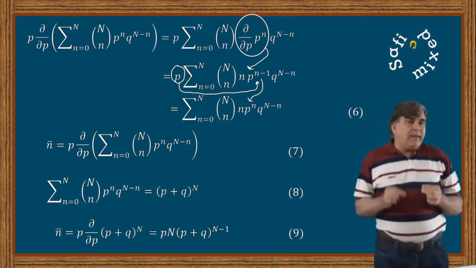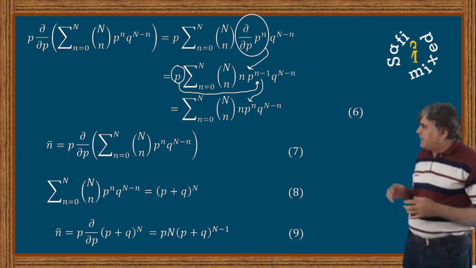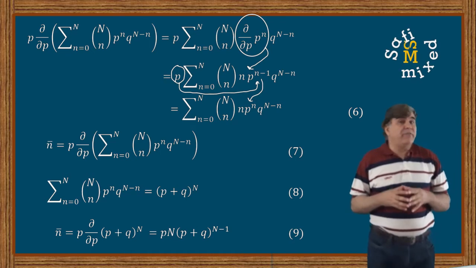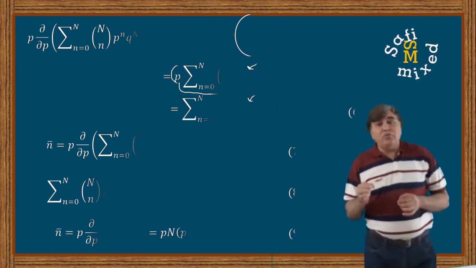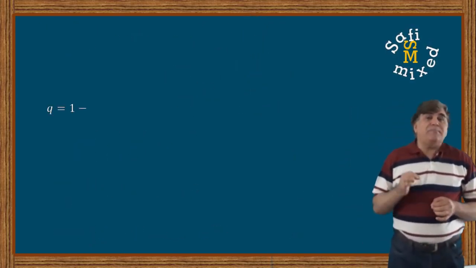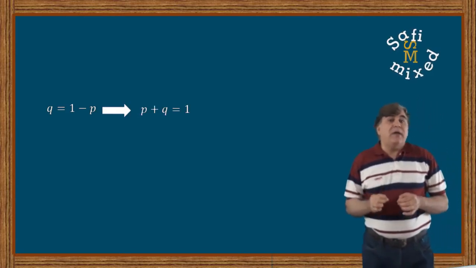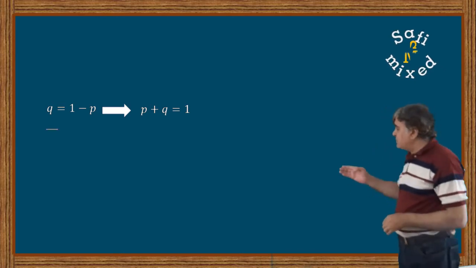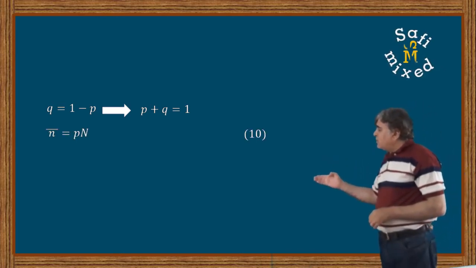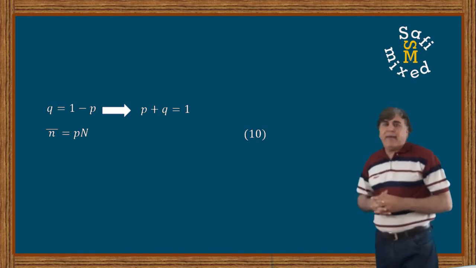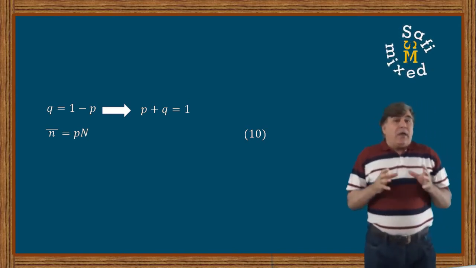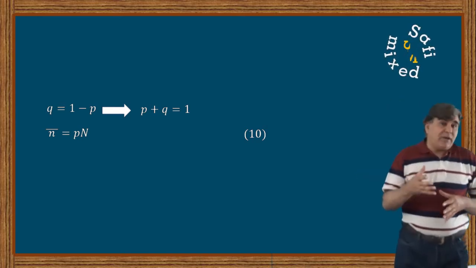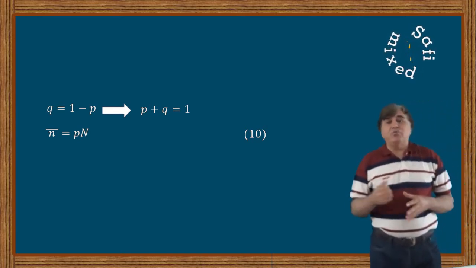Now note that the link established in equation 6 is valid for any choice of P and Q. However, if we set Q equals 1 minus P, or P plus Q equal 1, in equation 9, then equation 9 straightaway reduces to n bar equals P times capital N. Equation 10 is one of the two required results. Equation 10 is in fact equation 1.